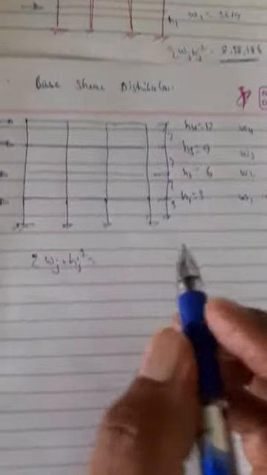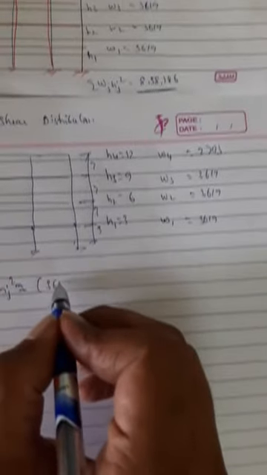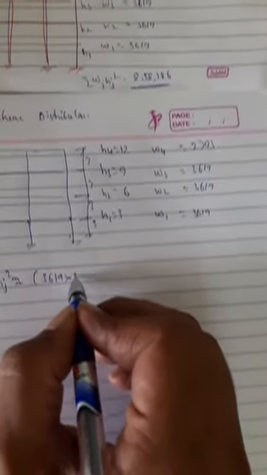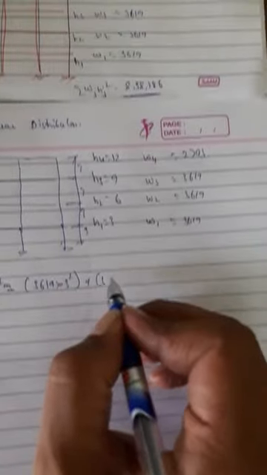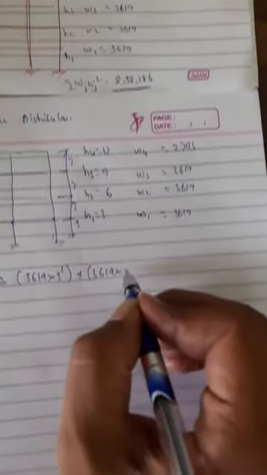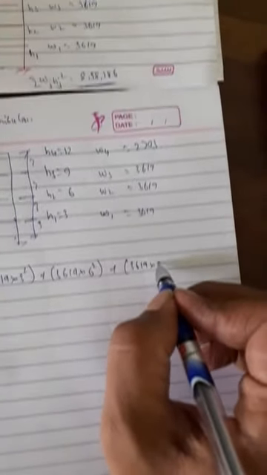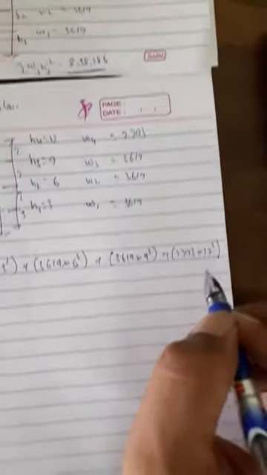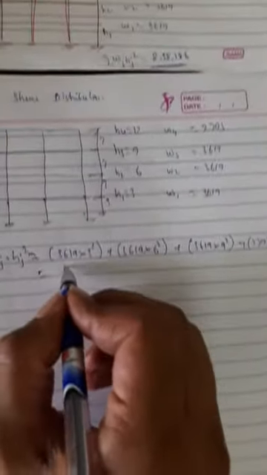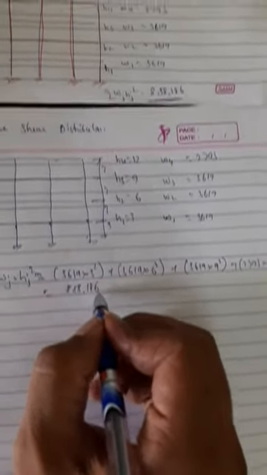Now I will start with the tabular work. Before doing the calculations, I am going to find the summation of Wj into Hj square. That will help me with calculations. So Wj at each floor: 3619 into H1 square, 3 square, plus W2 into H2 square, 3619 into 6 square, plus 3619 into 9 square, plus 2793 into 12 square. Solving this, I get 858186.